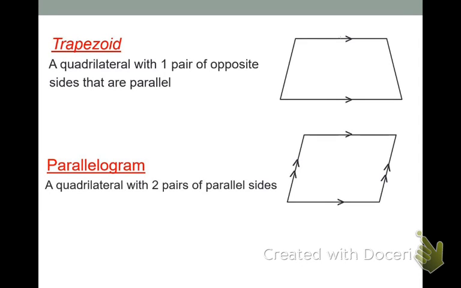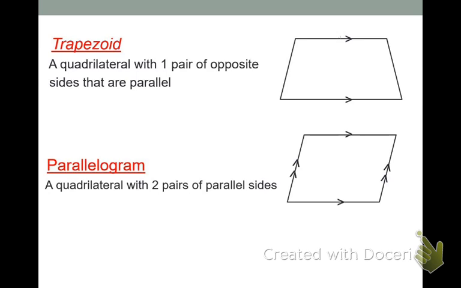Okay, so we're going to continue talking about some more polygons. Remember, a polygon is a shape that has at least 3 sides with all straight lines. You can see both of these have straight lines and they are both shapes. First thing is a trapezoid. It's a quadrilateral with 1 pair of opposite sides that are parallel.